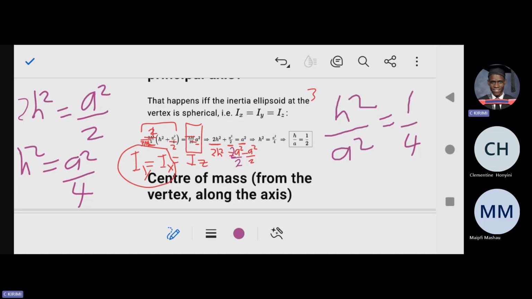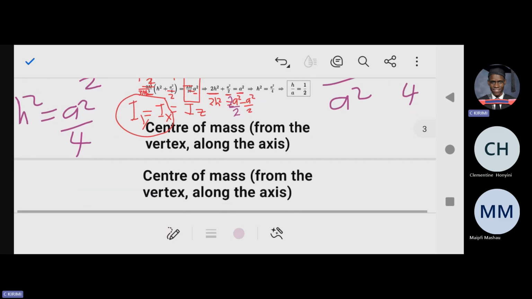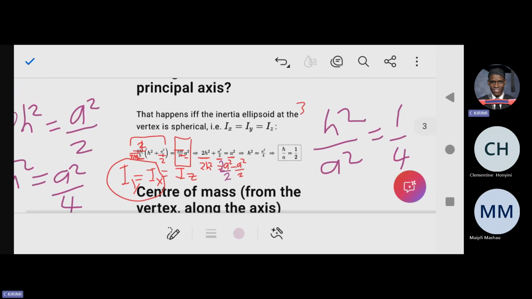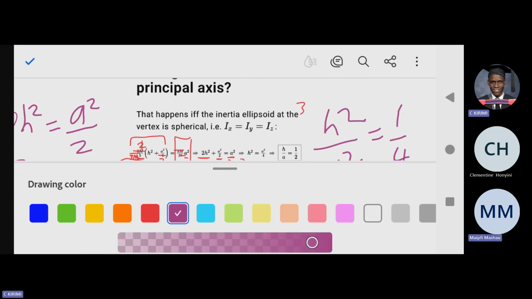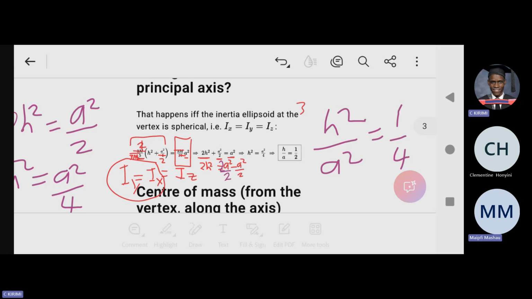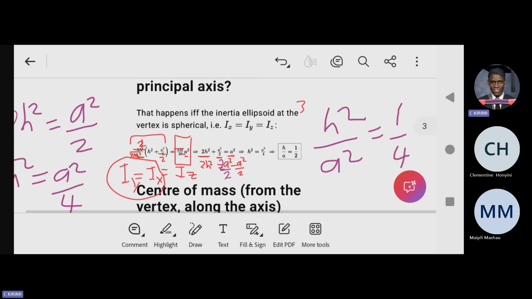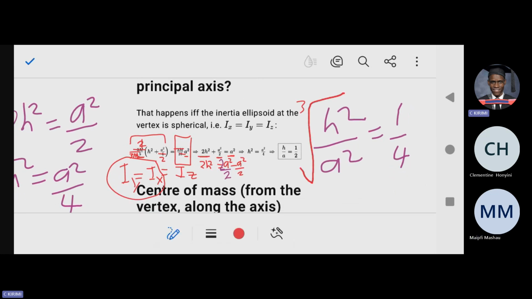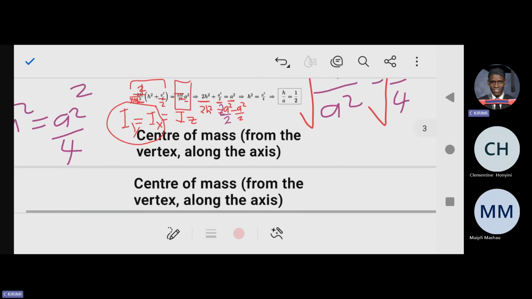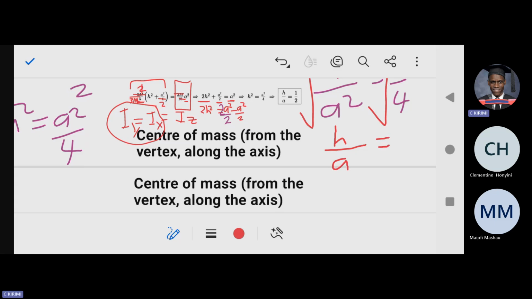But the question is saying, what is h over a as a ratio? Which means I'm going to put the what? Square root, yeah, on both sides. So if I square root the left, I must also square root the right side, like that. Can you see? What is the square root of h squared? It's h. What is the square root of a squared? It's a. What is the square root of 1? It's 1. What is the square root of 4? It's 2.